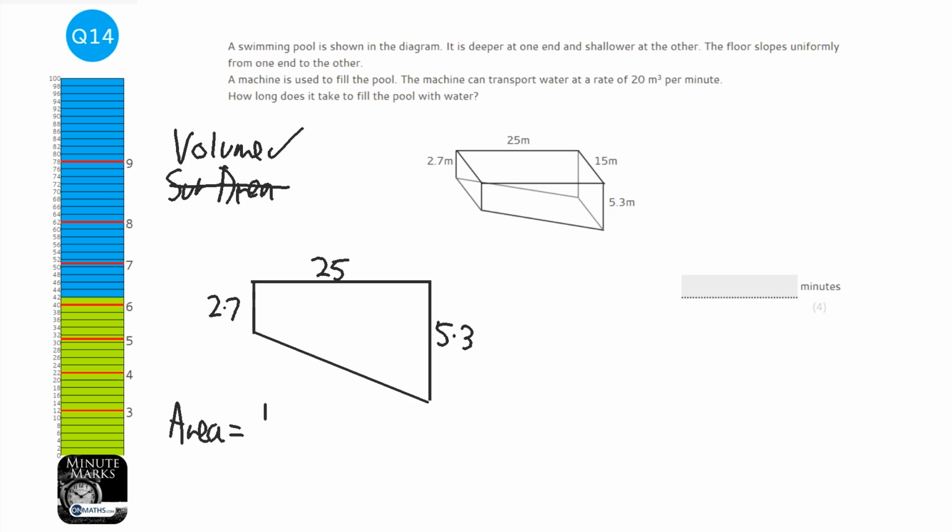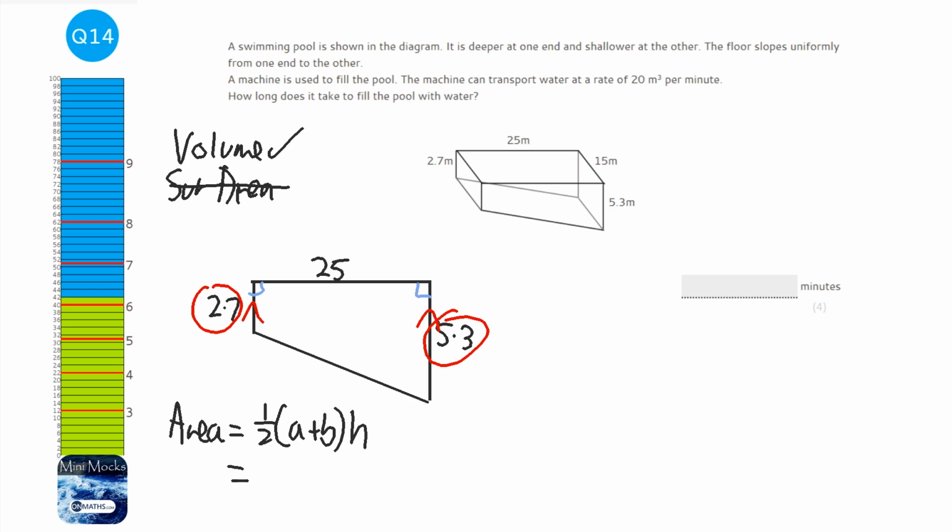Now the area of a trapezium is half (a plus b) times h. A and B are always the two parallel sides, and the height is the one that connects them at right angles. So the height is going to be 25 there. And all you're doing is working out the average of the two bases, the 2.7 and the 5.3. We're going to times that by 25.